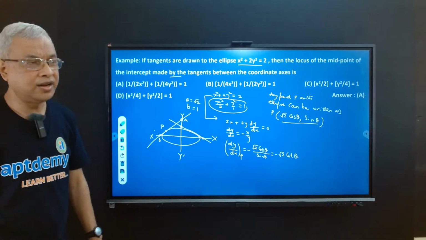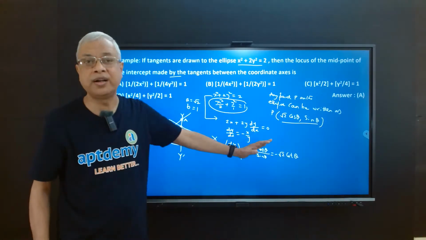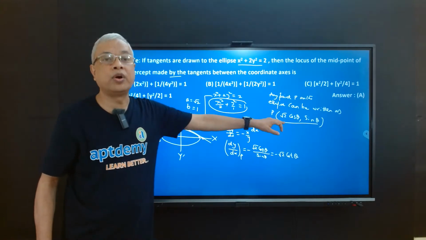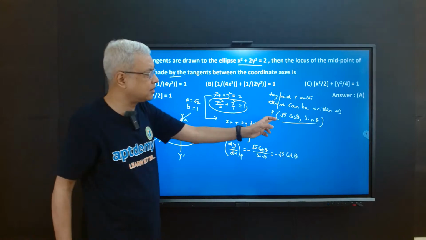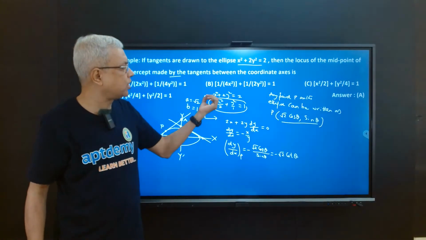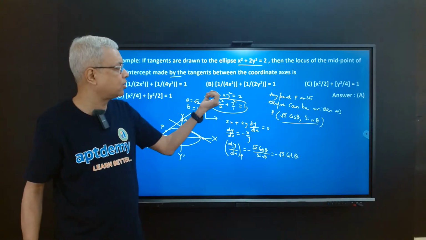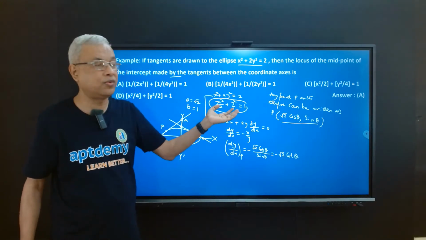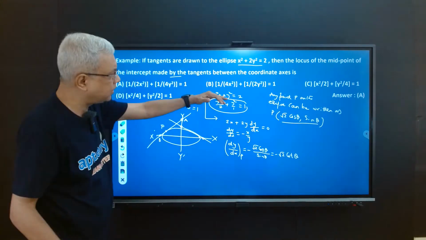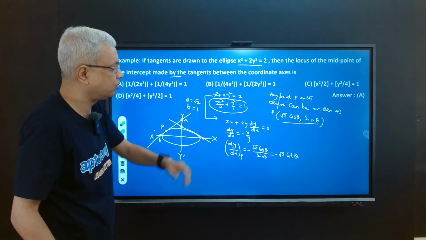I hope it is clear up to this point. It is always advantageous to use the parametric form of the coordinates on the ellipse. Otherwise, if you take a point (x1, y1) on the ellipse, then you have to satisfy this condition x1 square plus 2y1 square equal to 2. But if you take parametric form, automatically it satisfies the equation of the ellipse.